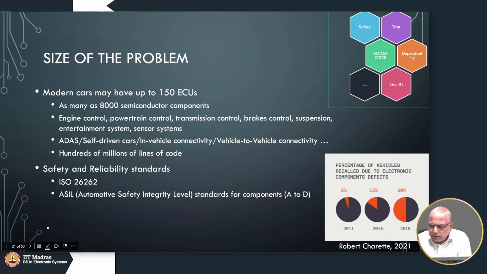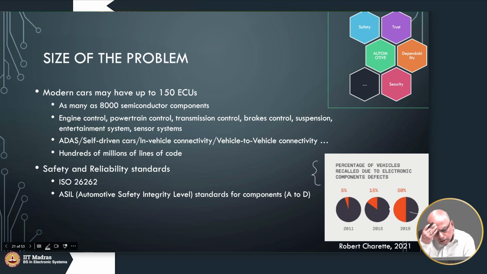And the problem size is very large. Okay, so I think I mentioned to you about the recalls earlier, right? In 2011, about 5% of the cars were recalled. That became 15% in 2015, and it became 50% in 2019. So you can imagine how much loss they made, right? Because when you recall a car, it is a significant loss to the company.